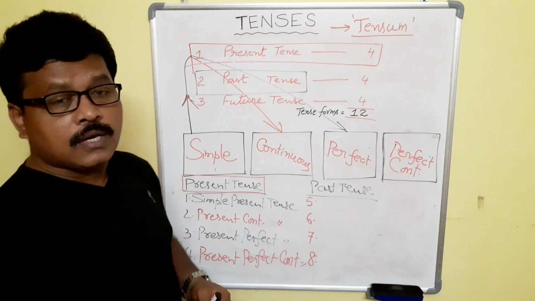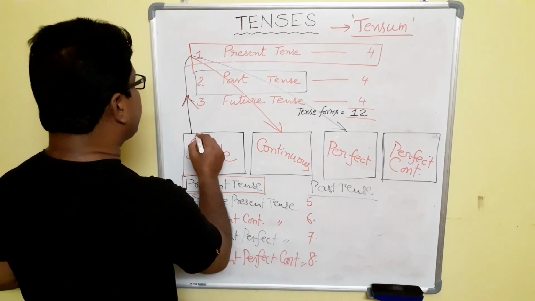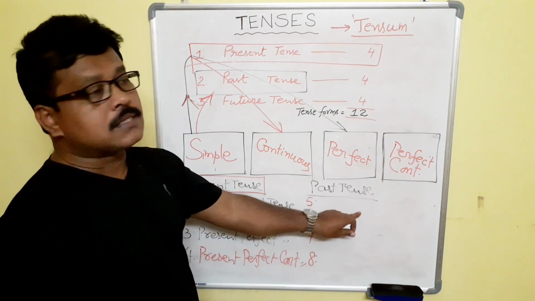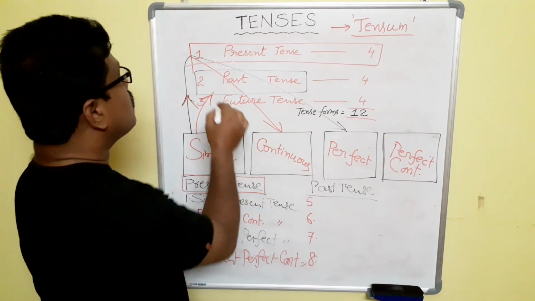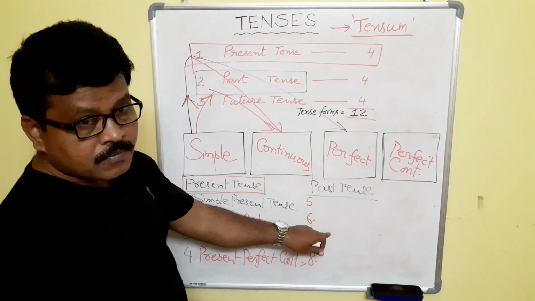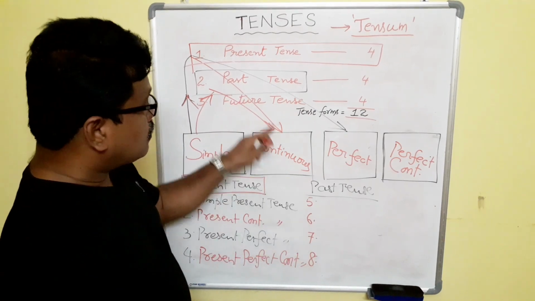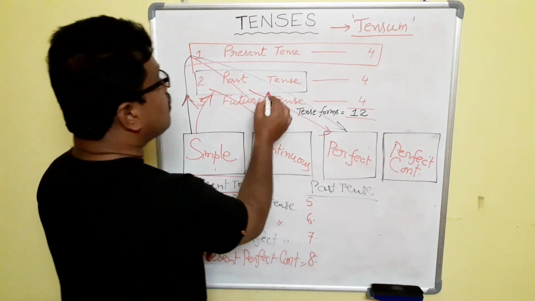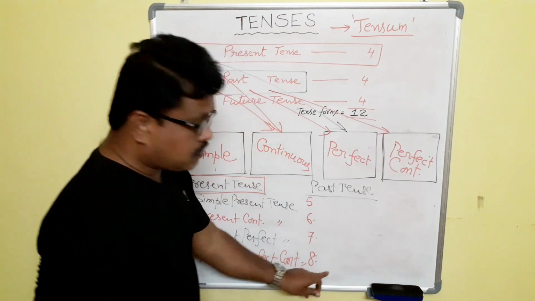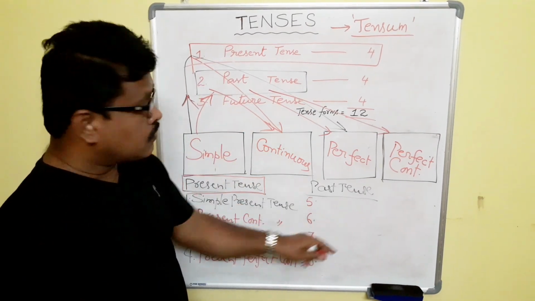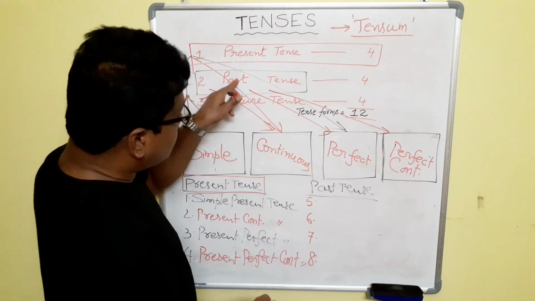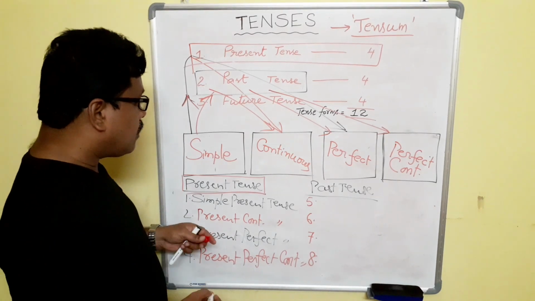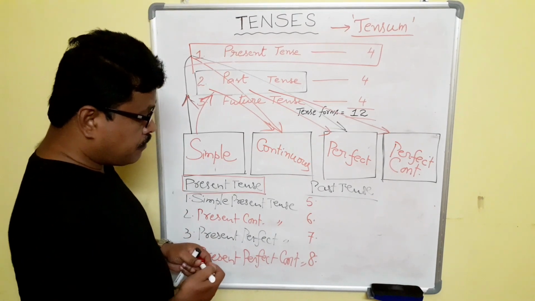So what is the first one? First form of past tense. Now from here to here, simple past tense. Second time onwards, come from the top. Past continuous tense. Third one, past perfect tense. Fourth one, past perfect continuous tense. Simple past tense, past continuous tense, past perfect tense, past perfect continuous tense. Okay. Now present tense is over, past tense is over, 5, 6, 7, 8.